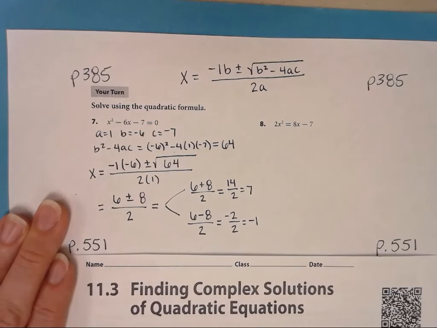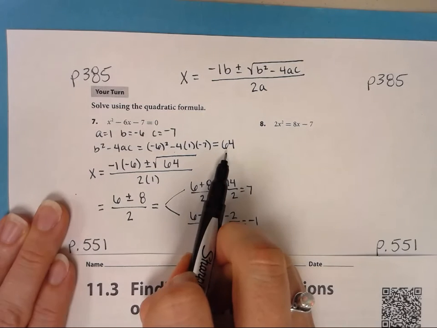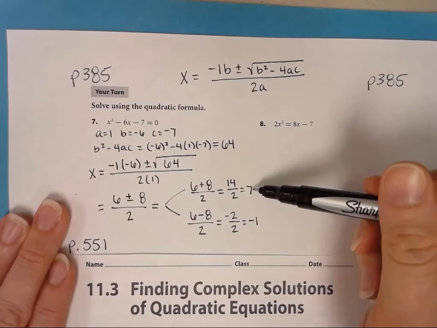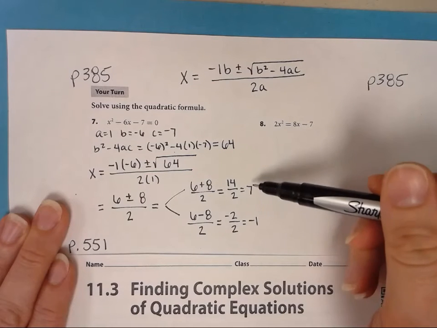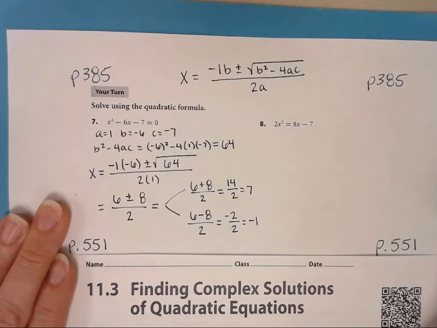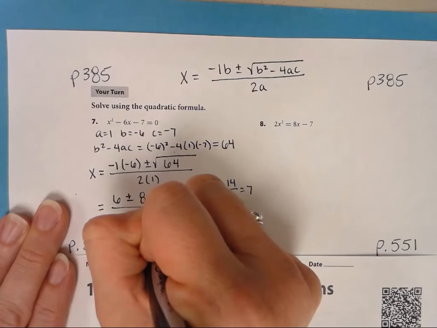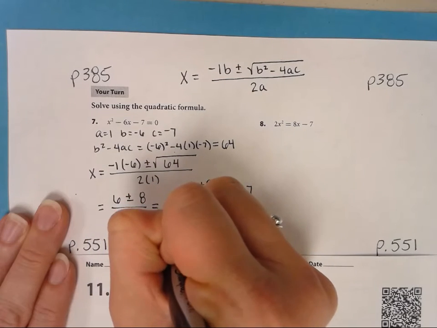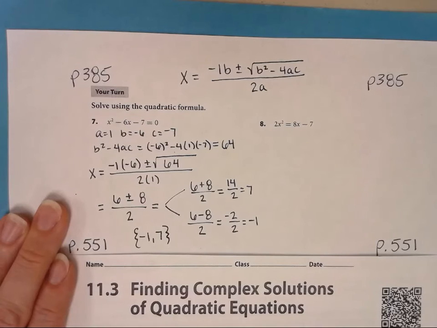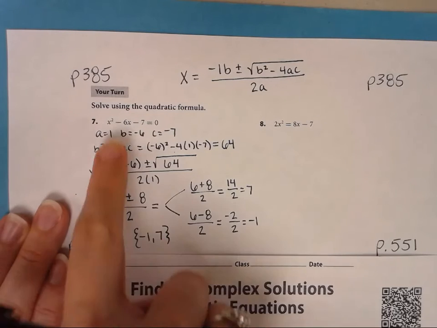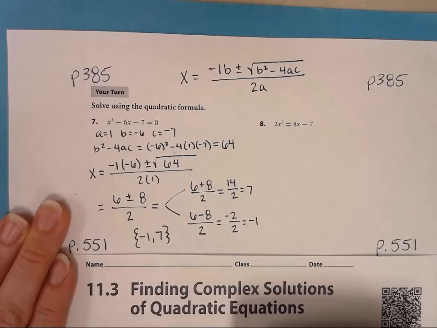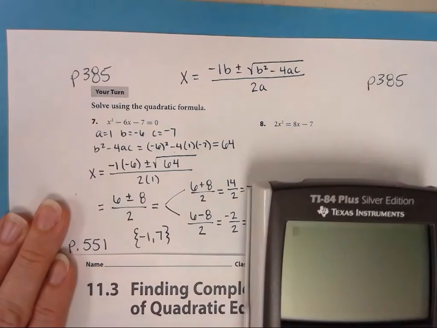Our discriminant was positive and tells us that we should get two solutions. We found two solutions, 7 and -1. Write them in set notation, least to greatest. So -1, comma 7. You could always plug these back into the original equation to check that they are the real solutions to the equation.